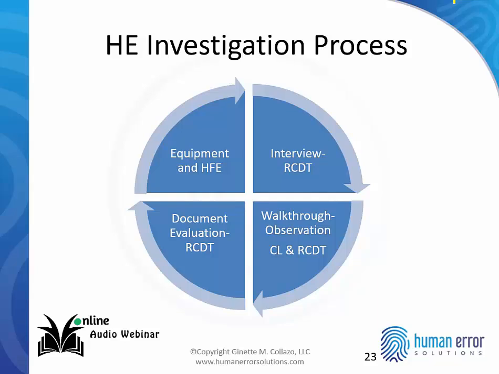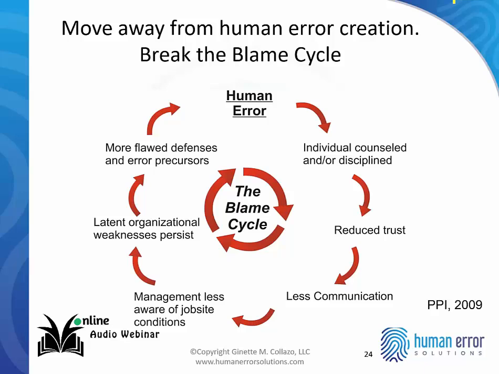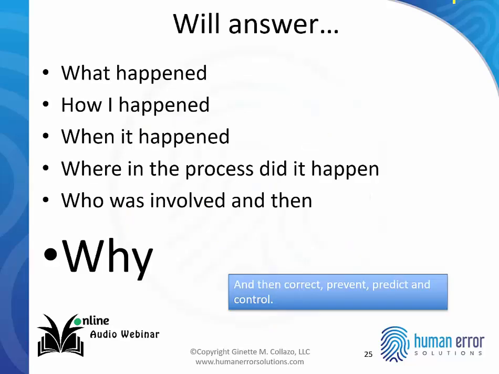So we have different tools that we use for this. You're going to see there, in this case, we have RCDT, which is root cause determination tool. We have CL, which is cognitive load tool. Now, we want to move away from the blame cycle because people lose trust, and we need people to tell us what's happening so we can fix it. So be careful with the blame cycle. Answer what happened, how it happened, when it happened, where in the process did it happen, who was involved, and then why, so we can correct, prevent, predict, and control.